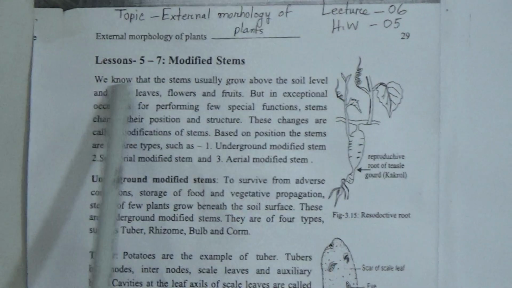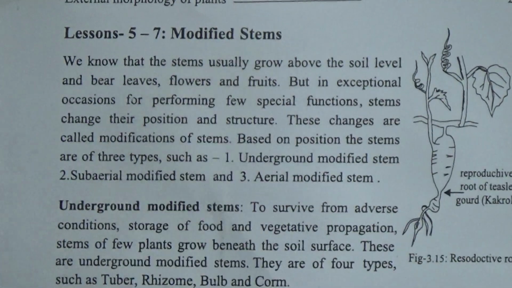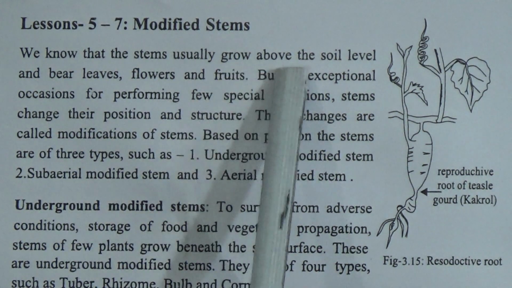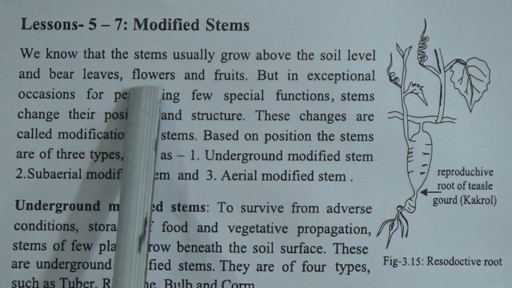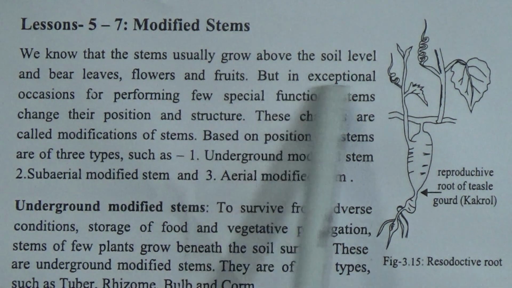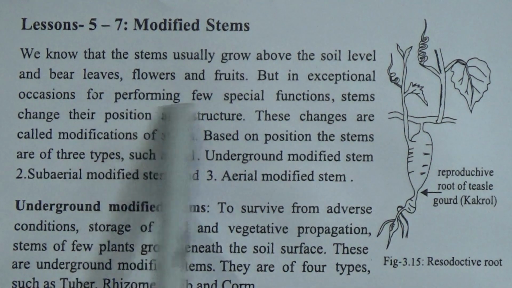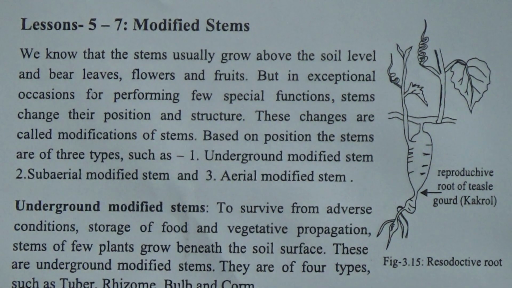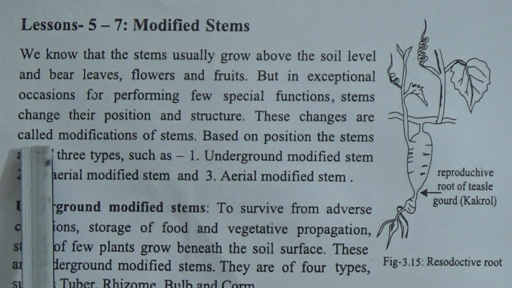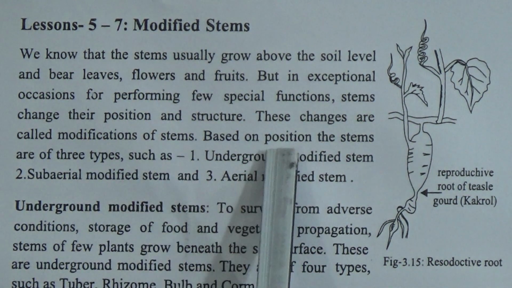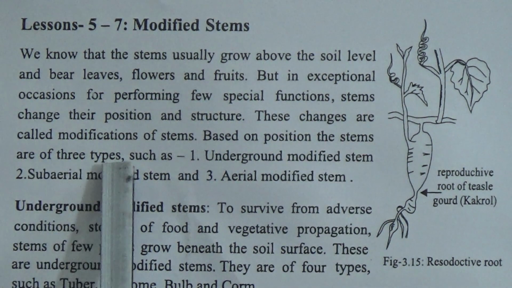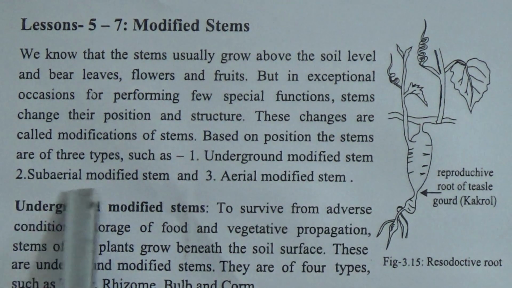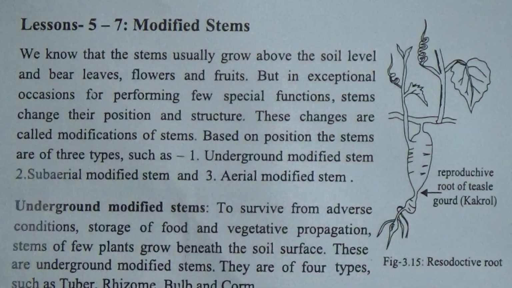Here is lesson 5 to 7, modified stems. We know that the stems usually grow above the soil level and bear leaves, flowers and fruits. But on exceptional occasions, for performing a few special functions, stems change their position and structure. These changes are called modification of stems. Based on position, stems are of 3 types: underground modified stem, subaerial modified stem, and aerial modified stem.